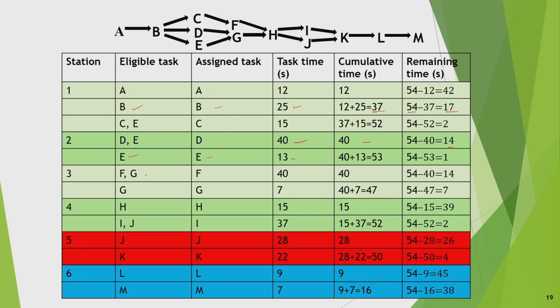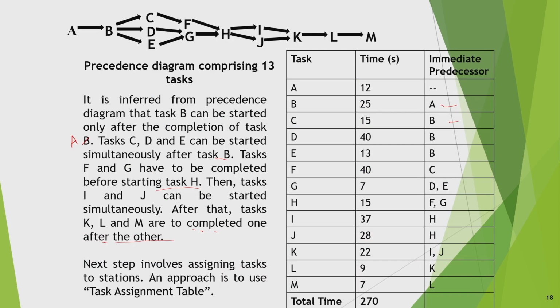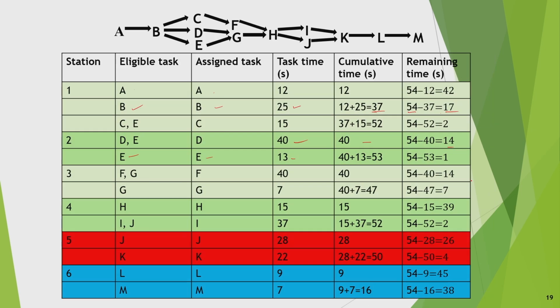Here, F and G can both be assigned after E. F can be done after C has been done, and G can be done if D and E are complete. Naturally, H cannot be done because F has not been done. So these two tasks are eligible, but out of that F takes maximum time, which is 40, so 54 cycle time was allotted.